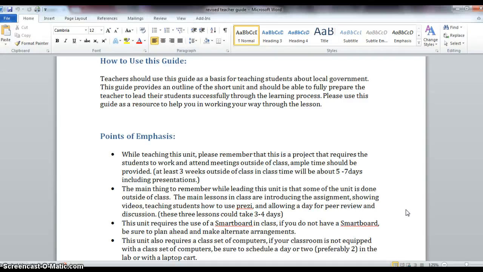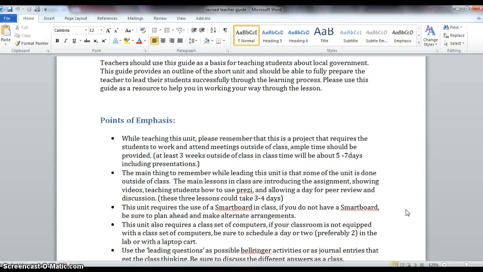One of the things that I added here was to remember that a lot of the unit is going to require some time outside of class, because the students are required to observe in a courtroom, in a school board meeting, and as well they have to be part of a town hall meeting.